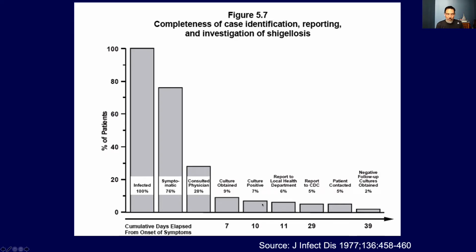There are some situations where the person was a case, but perhaps due to the timing of the test, it wasn't positive, and so the lab wouldn't report it as such. And then a smaller proportion would be reported to the local health department, and so forth. So you can see the big drop-off that happens, and also the amount of time that has elapsed between when each of these different events occur.